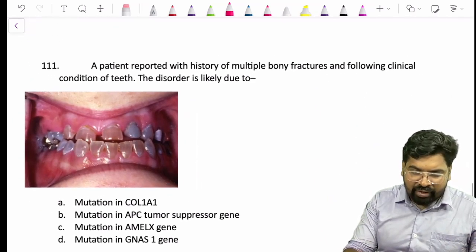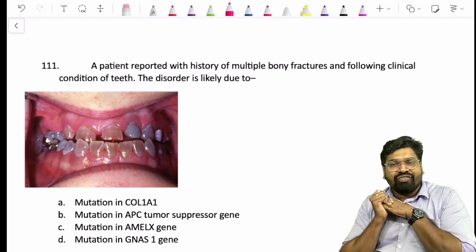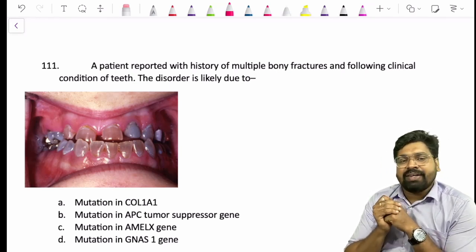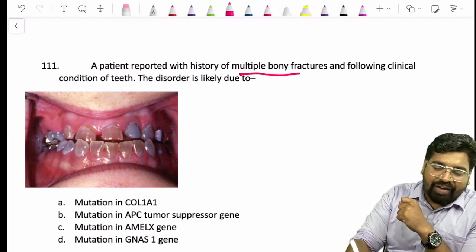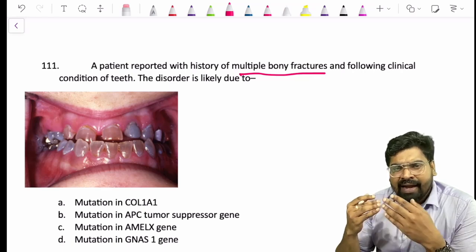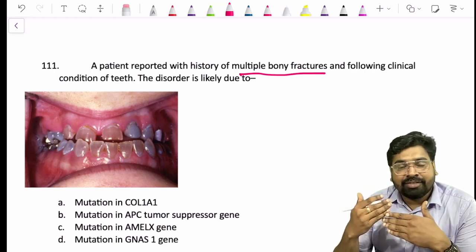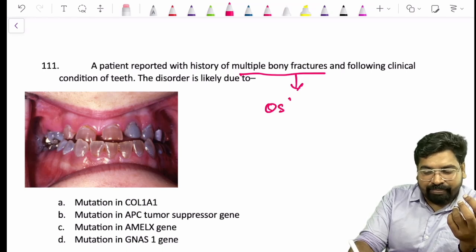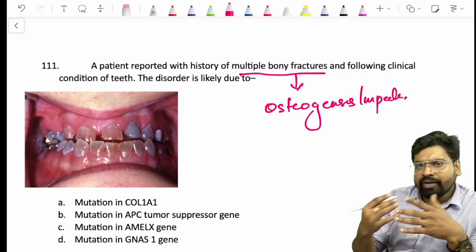Yeah, coming to this question. A patient reported with history of multiple bony fractures and the following clinical condition. See how interestingly they have formulated the question. This is an INI-CET question. A patient reported with multiple bony fractures, so the defect is with the bone actually, and there is a similar dental condition. Multiple bony fractures means there is some defect with the bones. They are pointing towards osteogenesis imperfecta.